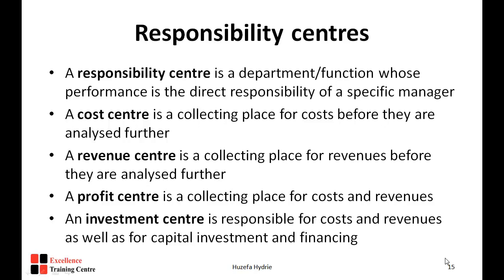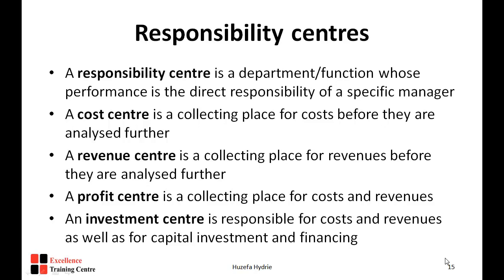Now normally there are 3, but we include revenue center as well. So we have 4 kinds of responsibility center: cost center, revenue center, profit center, and the investment center. Okay, so the first one is the cost center. So you guys can recall that we have done this already. The manager of the cost center will only be responsible, or only be held accountable, for cost.